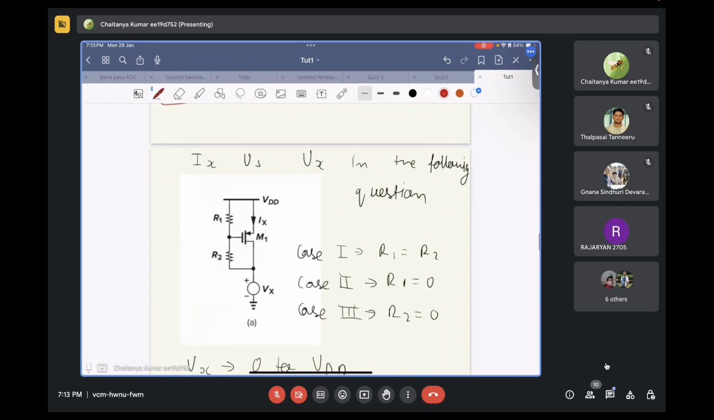Which kind of MOSFET is this? This is a PMOS. Okay, and I have some power supply VDD, and for these three cases I need to plot Ix, that is the current through this device, when I vary this DC voltage Vx from 0 all the way up to VDD. So this exercise we are going to do.